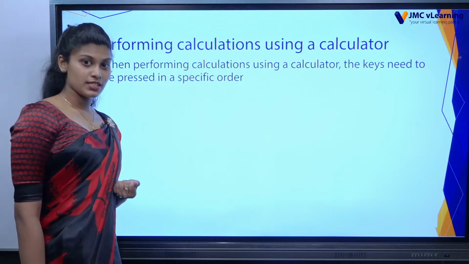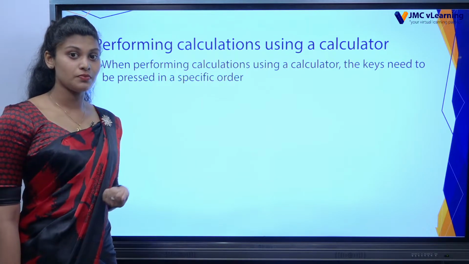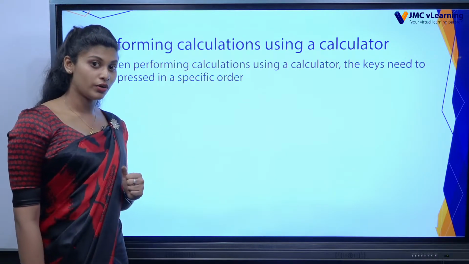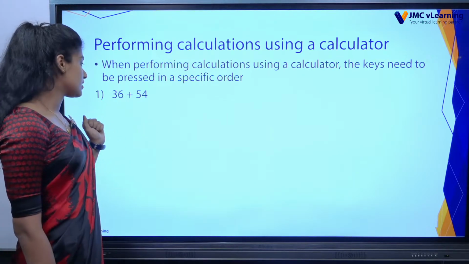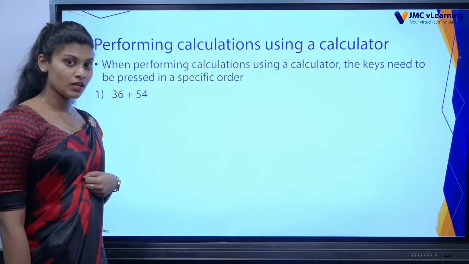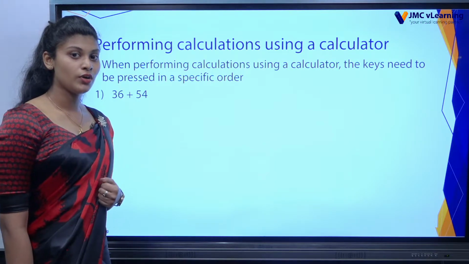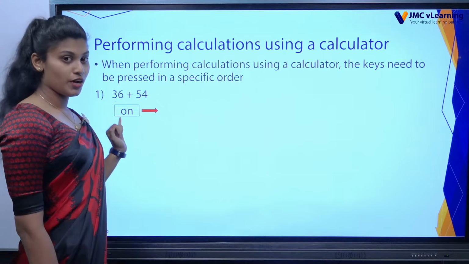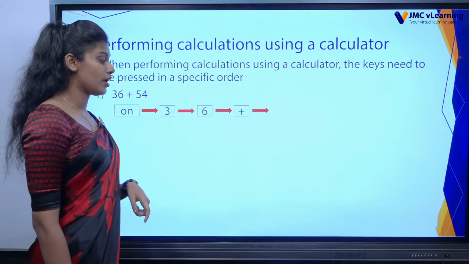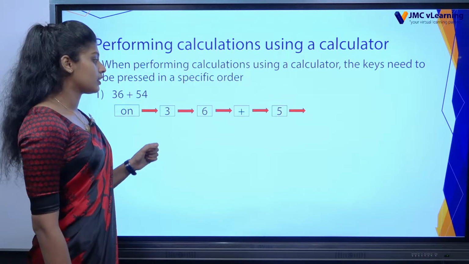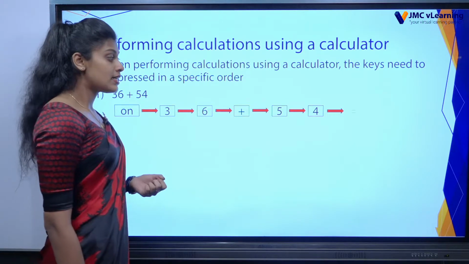When performing calculations using a calculator, the keys need to be pressed in a specific order. You have to press in one order to get the answer of the sum. The first question is 36 plus 54. To get the answer of this sum using a calculator, which keys do you have to press first? First you have to press the on button, then 3, then 6, then the plus key, then 5, then 4. After that, to get the answer, you have to press the result key.